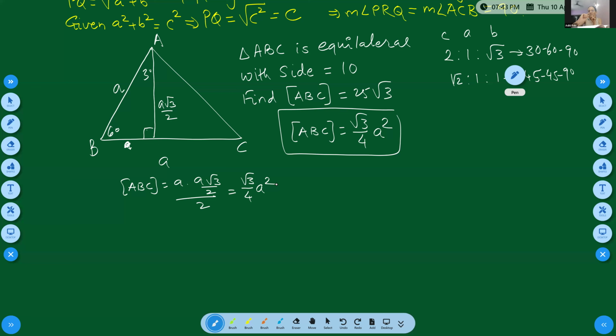Sir, I didn't understand how this height came. This triangle is 30, 60, 90 because you are dropping a perpendicular, cutting the equilateral triangle into two parts. And in 30, 60, 90, we have said if the hypotenuse is a, the side opposite to 30 is a/2, and the side opposite to 60 is √3/2 times a.